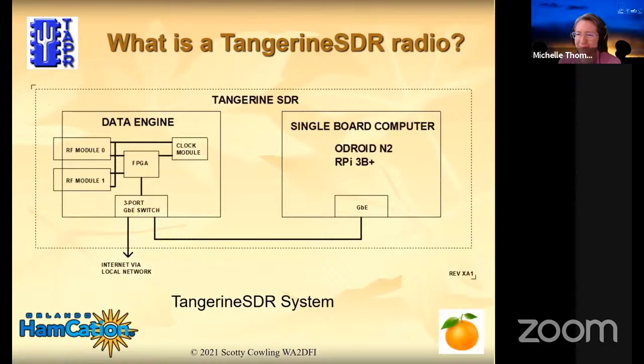So here's a block diagram. You can see where we have the 2 RF modules on the left, clock module on the right, with an FPGA in the middle doing the heavy lifting. And we've added a 3-port gigabit Ethernet switch so that you can hook it directly to the single board computer or the local host computer and to your local network all at the same time.